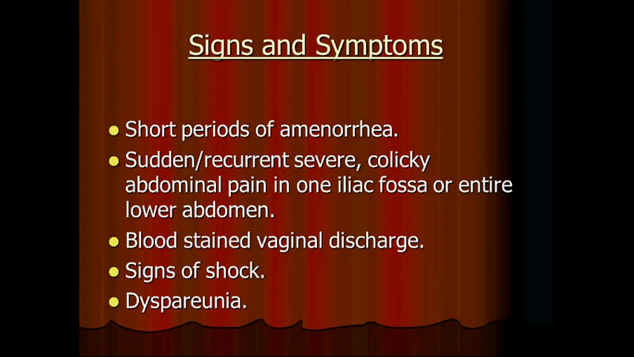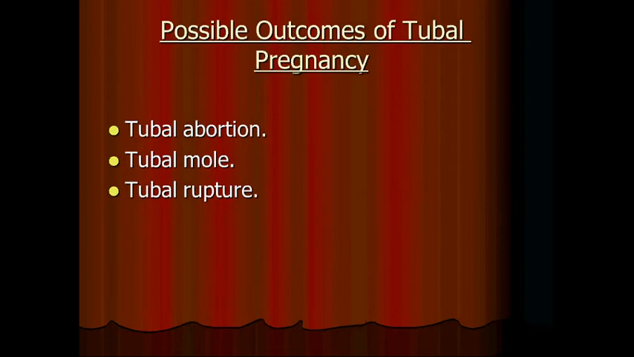Signs and symptoms: short periods of amenorrhea, sudden, recurrent, colicky abdominal pain in one iliac fossa or the entire lower abdomen, blood-stained vaginal discharge, signs of shock, dyspareunia. Possible outcomes of tubal pregnancy: tubal abortion, tubal mole, tubal rupture.